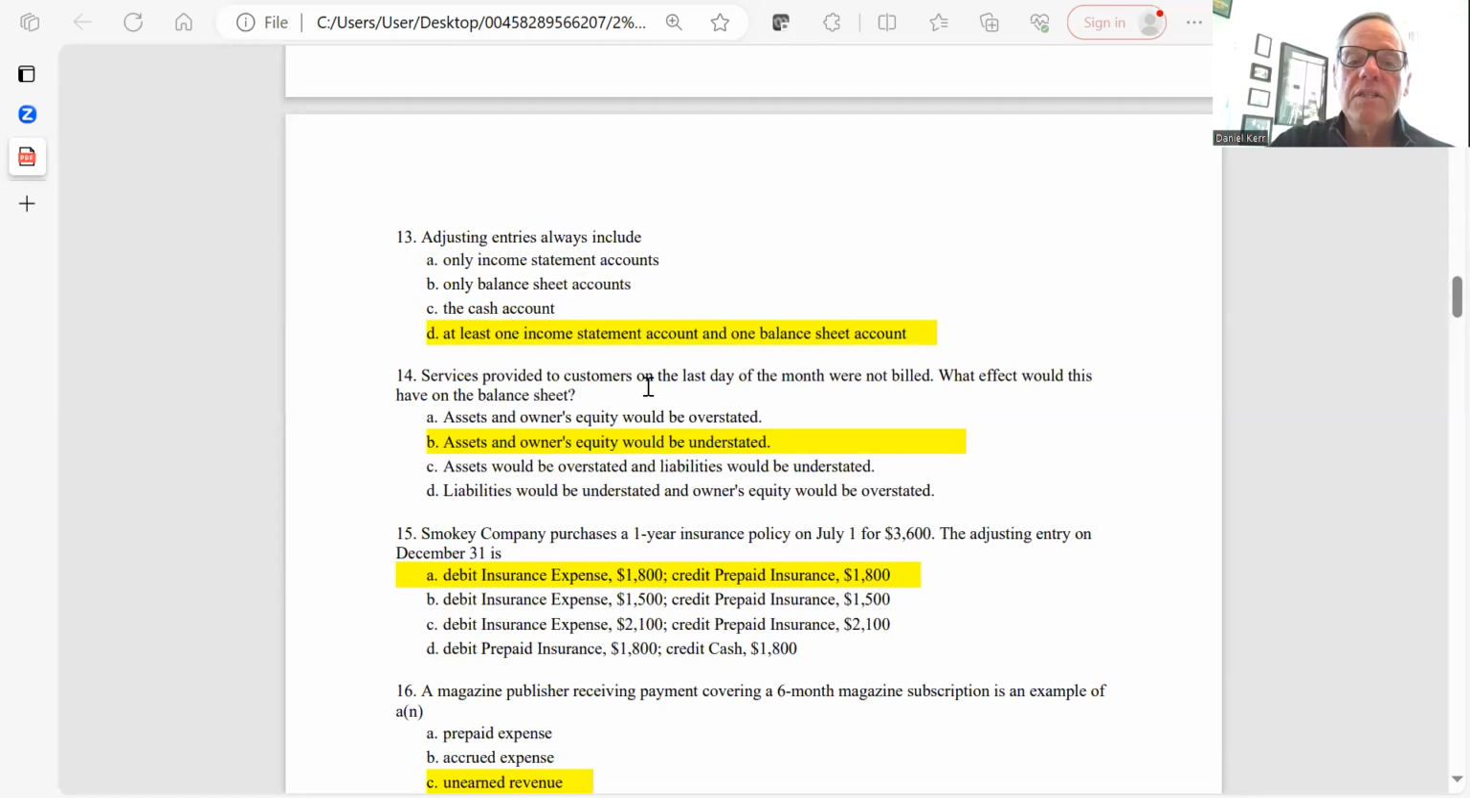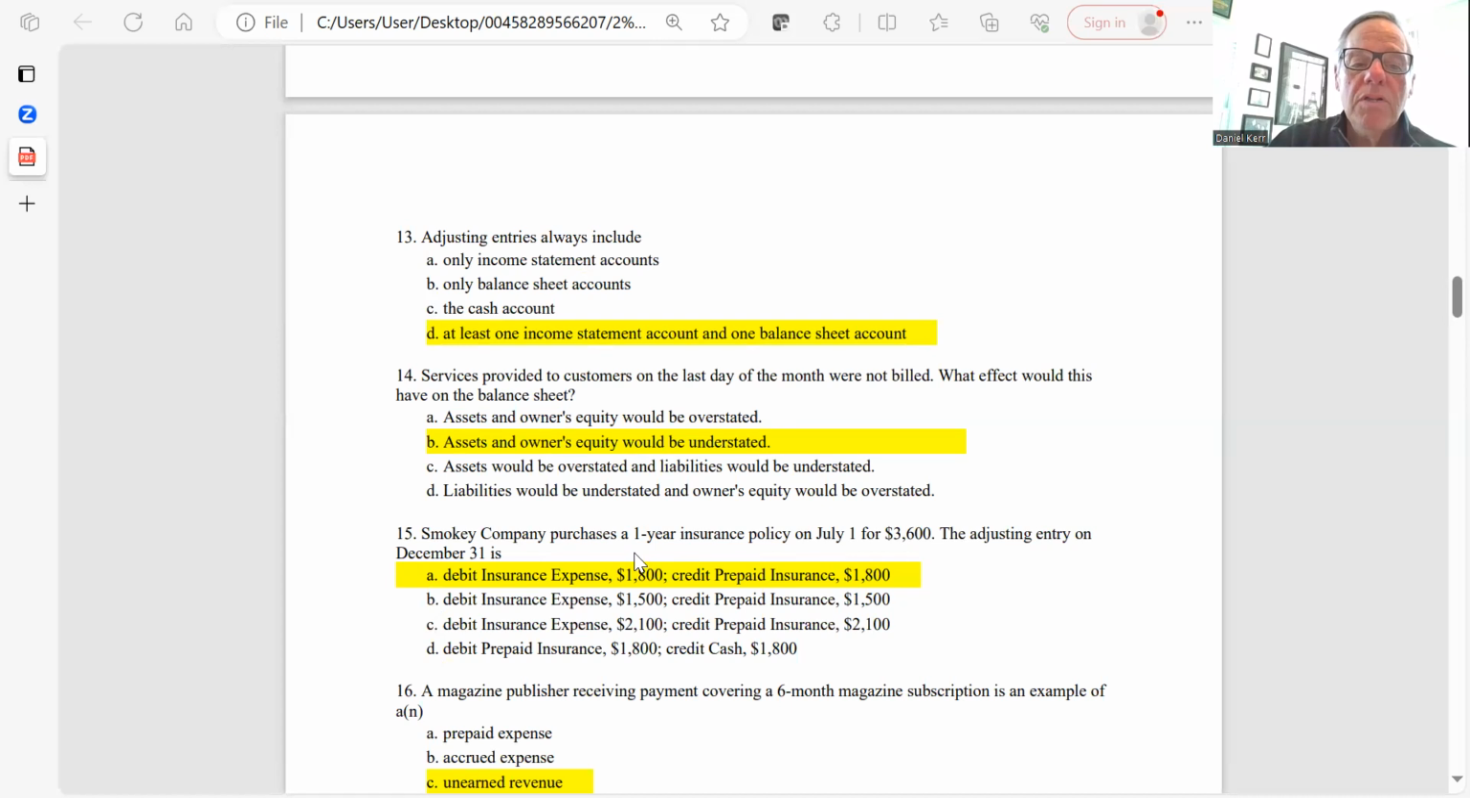14, services to customers on the last day of the month were not billed. What effect would this have on the balance sheet? Well, if you have revenue that was earned but not yet received, you're supposed to accrue it by debiting some type of receivable account and crediting some type of revenue account. So if you forget to do that, then you're understating the assets, and you're also understating the owner's equity, because any revenue that we have is going to end up increasing owner's equity. So the correct answer there is B.